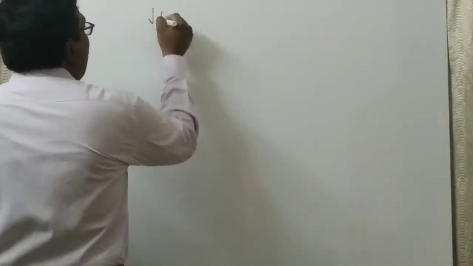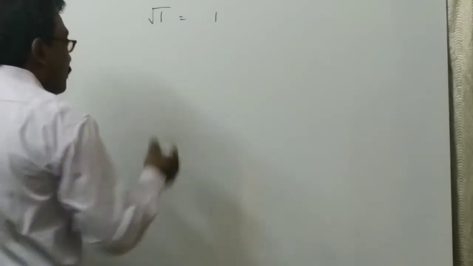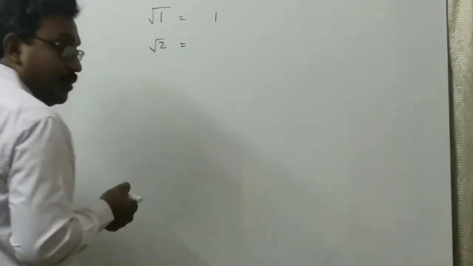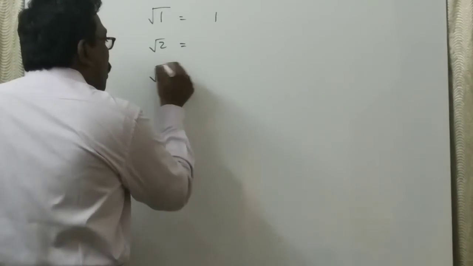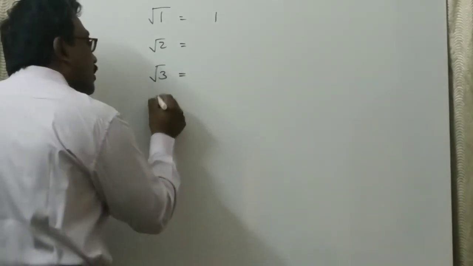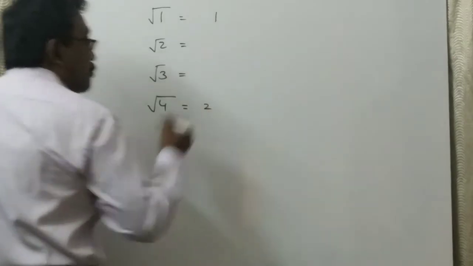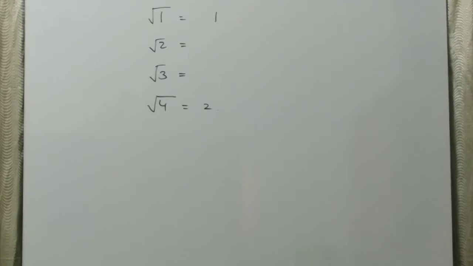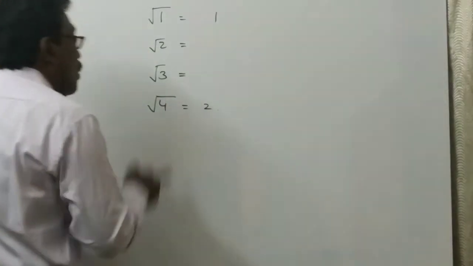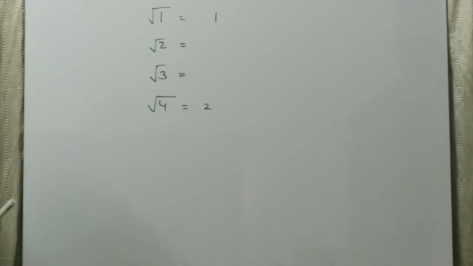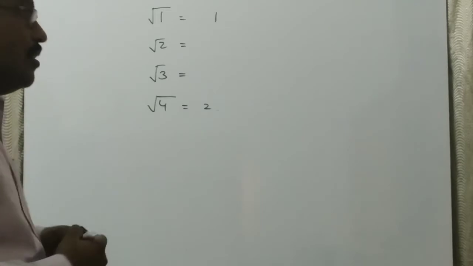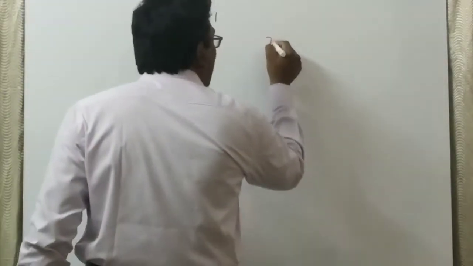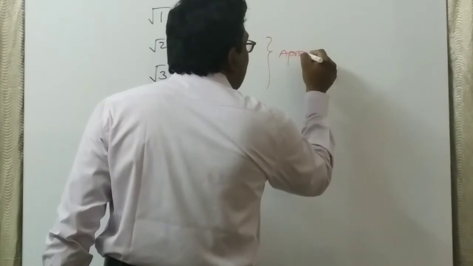Okay, now, look at this concept once. Root 1 is 1. Root 2, not a perfect square. Root 3, not a perfect square. Root 4 is 2. Okay? Root 1 is 1. Root 4 is 2. Root 2 and root 3 are not perfect squares. So, cannot find out the square root? Yes. We can find the square root approximately.